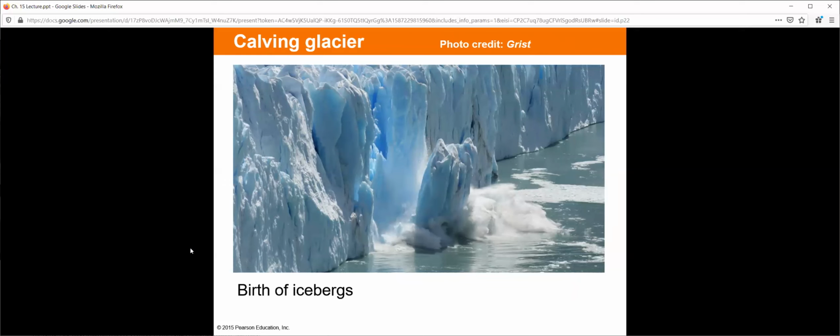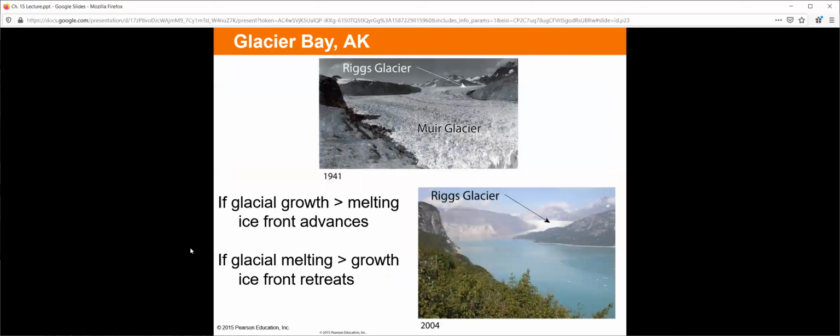Here is another fracturing event going on with a glacier. That gigantic piece of ice is going to float around for a while, eventually giving you an iceberg. Glacial growth, if it's greater than melting, then an ice front advances, a gigantic big chunk of ice moving along. However, if glacial melting is faster, then the ice front retreats. So it all depends on, as we can see here, 1941, 2004, glacial melting was stronger than the growth, so the glacier essentially contracted or receded in on itself.